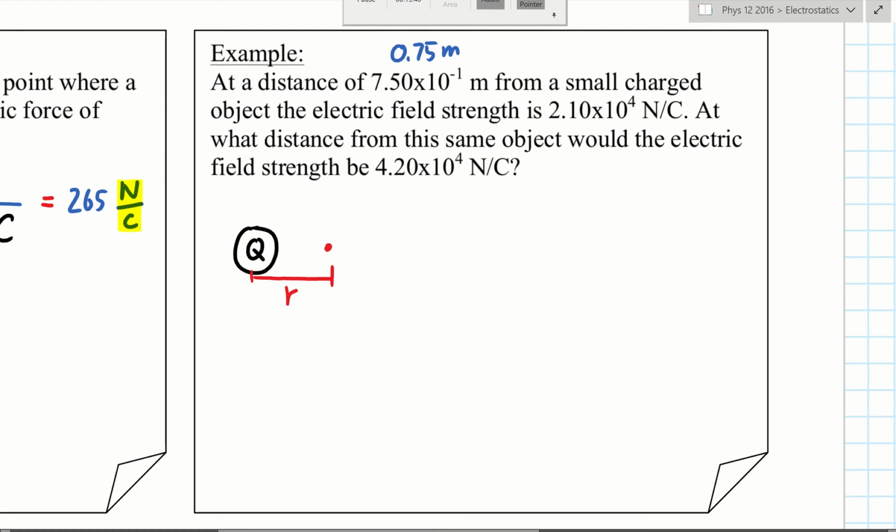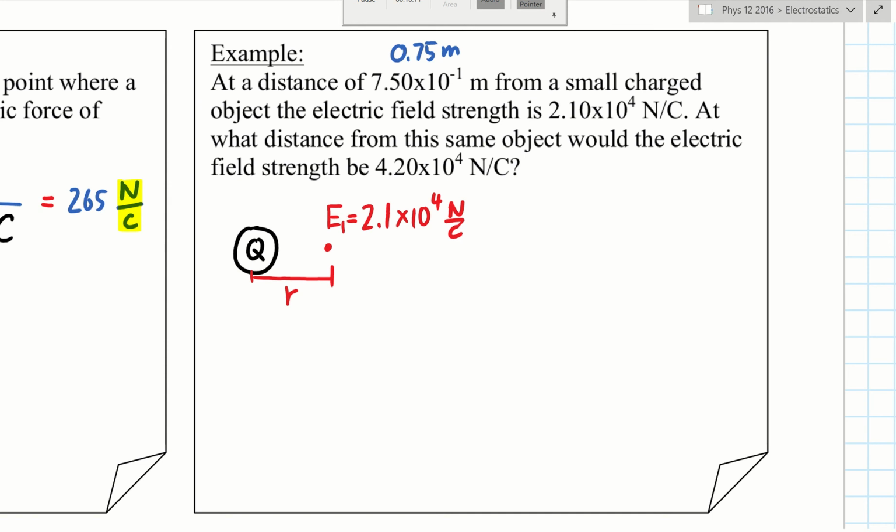At a certain distance away, R, I know that my electric field at this location is 2.1 times 10 to the 4, which is 21,000. Okay, 21,000 is my electric field. All right. Now, they are asking us, at what location will the electric field be bigger?